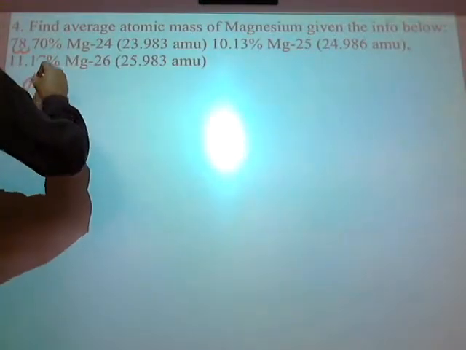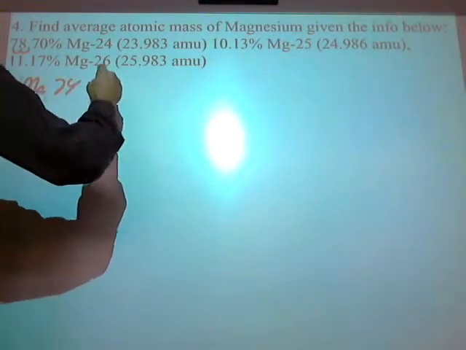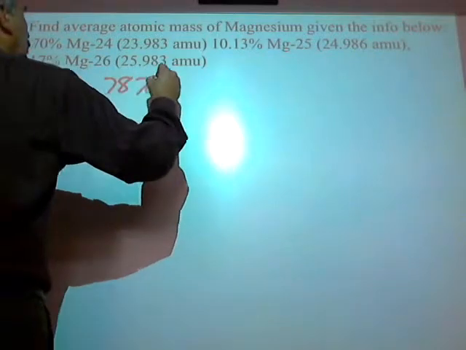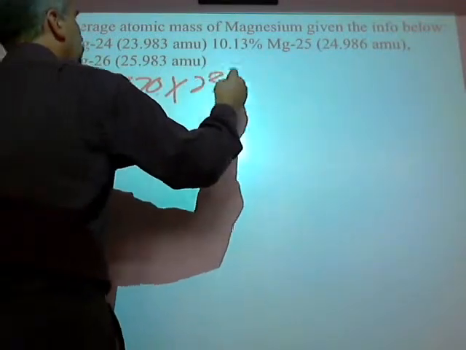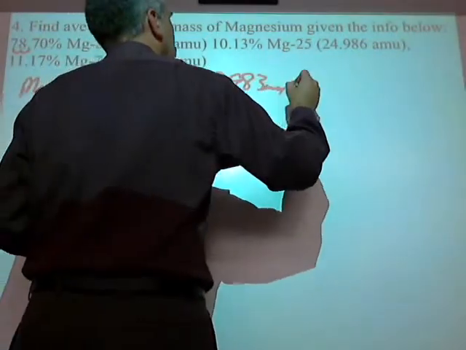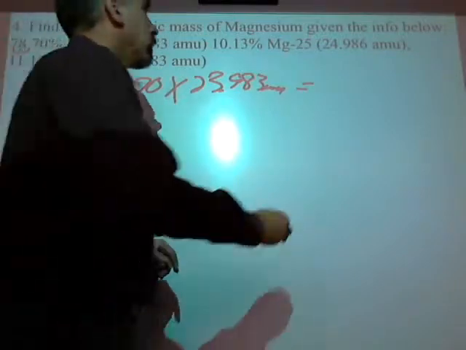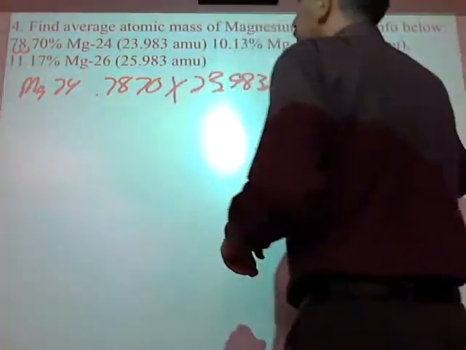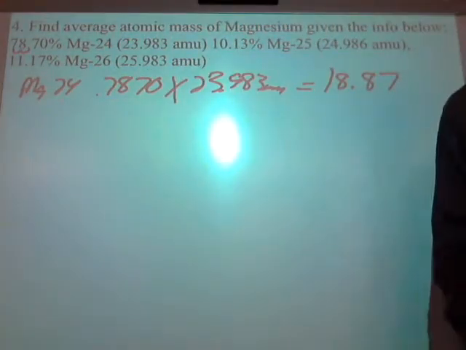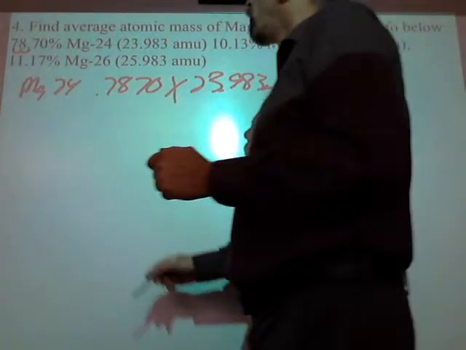Let's do that. So for Mg-24, I'm going to take 0.7870 times 23.983 AMUs. And what'd you get for that number, Zach? 18.87. 18.87. Anybody else get that? Good.